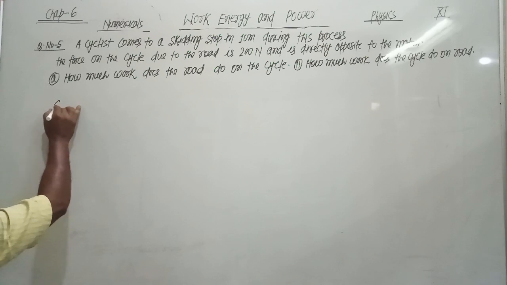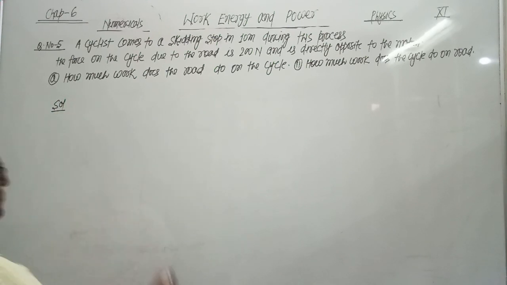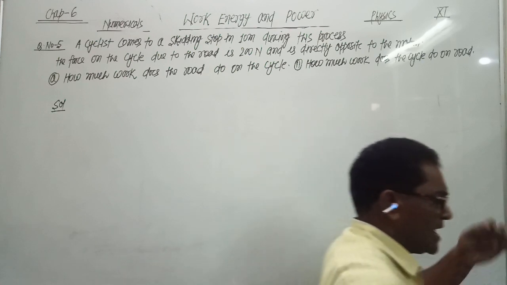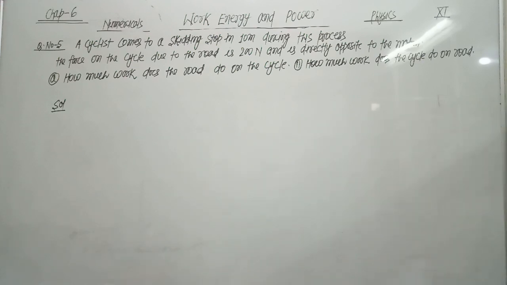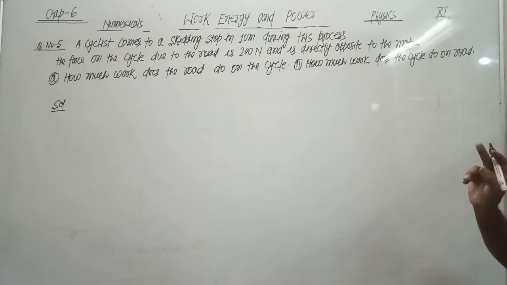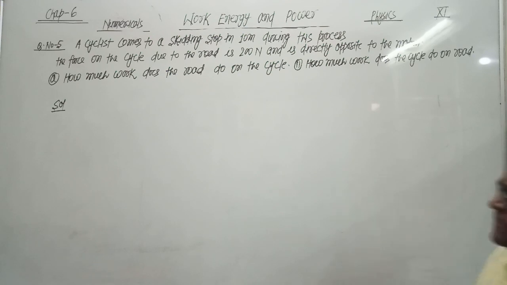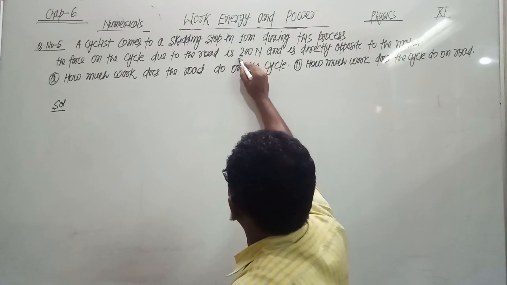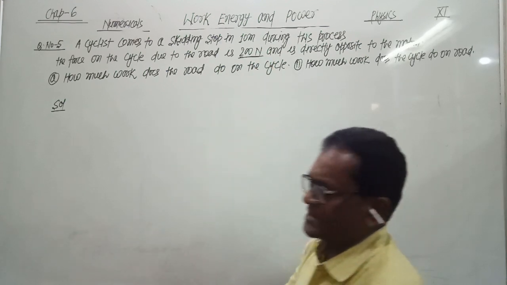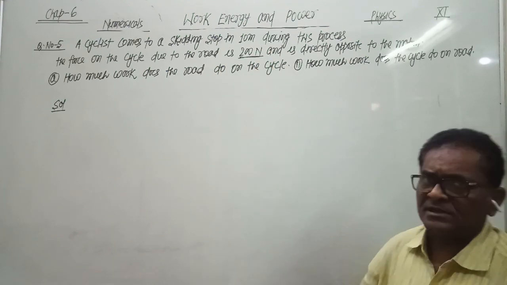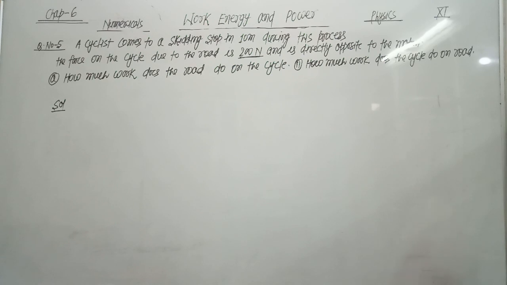So the road applies a force of friction on the cycle. The force on the cycle due to the road is 200 Newton and is directly opposite to the motion of the cycle. It means this is the force of friction created by the road.